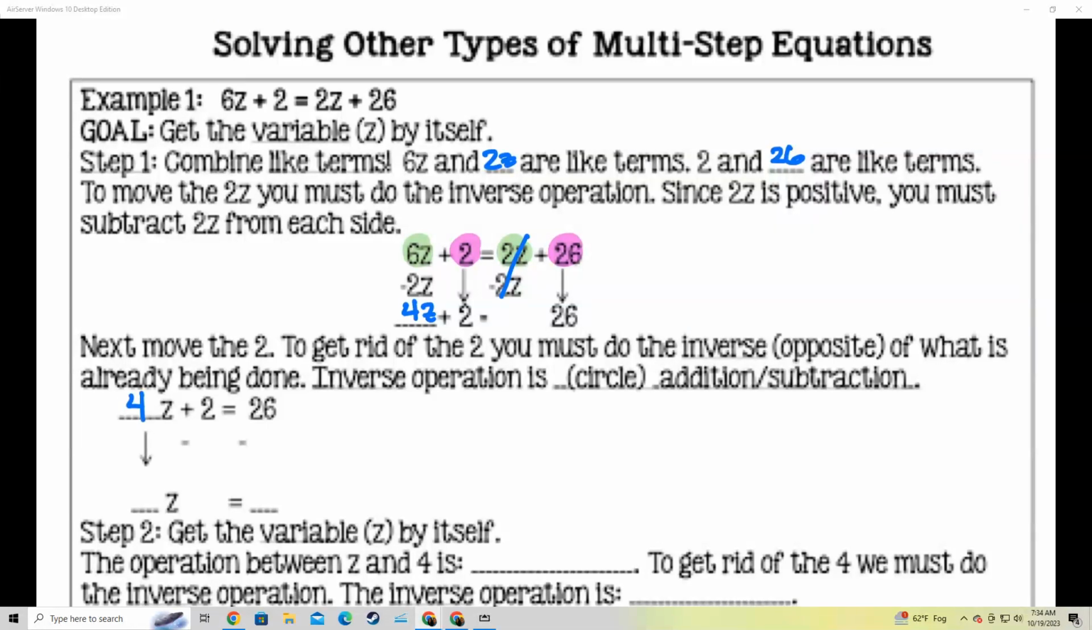Next, we're going to move the 2 because, again, I want all my z's on the left and I want all my constants on the other side. So I'm going to get rid of the 2. To get rid of the 2, we must do the inverse operation. So the opposite of a plus 2 is a minus 2. And I'm going to be doing subtraction because that's the opposite of addition. When these happen, these are going to cancel each other out. I still have 4z's left over, and then I got 26 minus 2, which is 24.